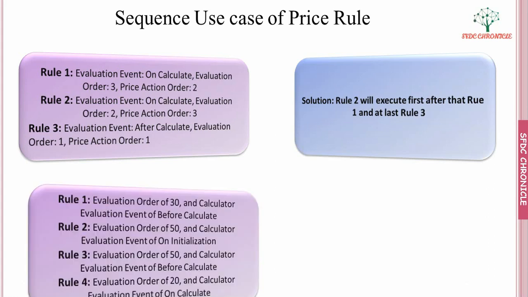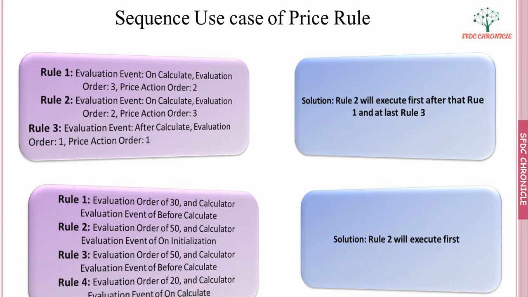Now the second use case. Suppose price rule 1 has evaluation order 30 and evaluation event before calculate. The second rule has order 50 and evaluation event on initialize. The third one has evaluation order 50 and evaluation event before calculate. The fourth one has evaluation order 20 and evaluation event on calculate. So which one will fire first? That is the second one, rule 2, because its evaluation event is on initialization. So that is the reason rule 2 will execute first.